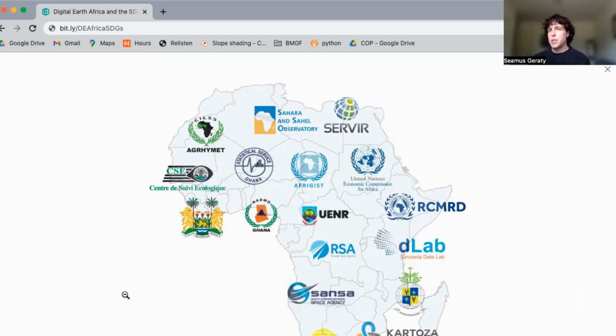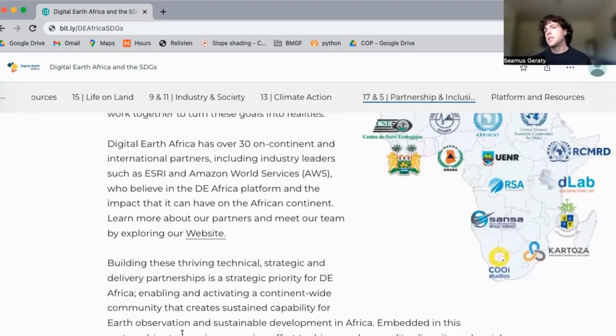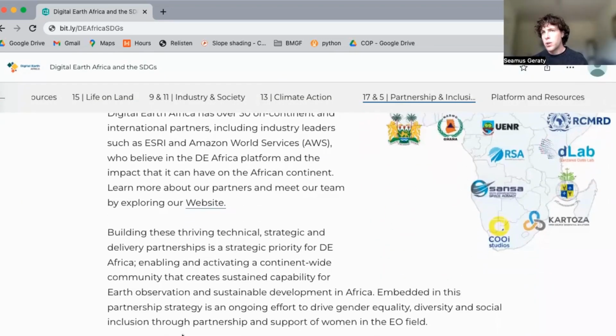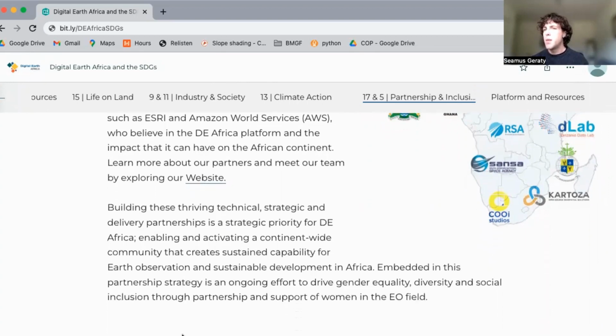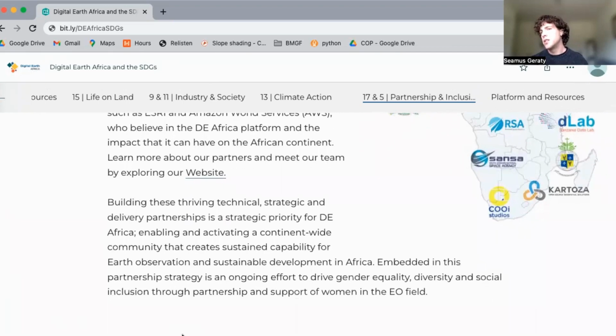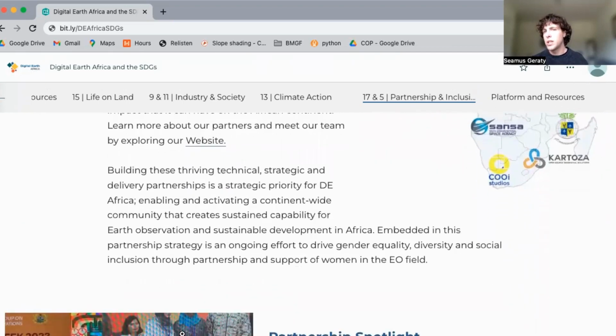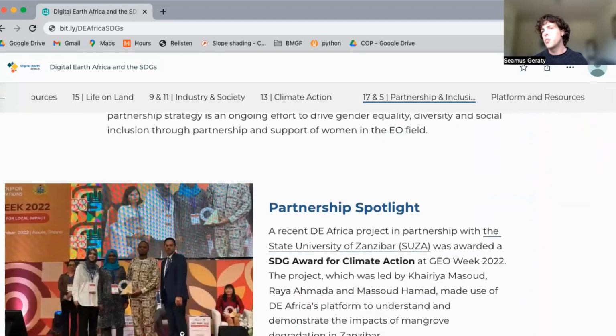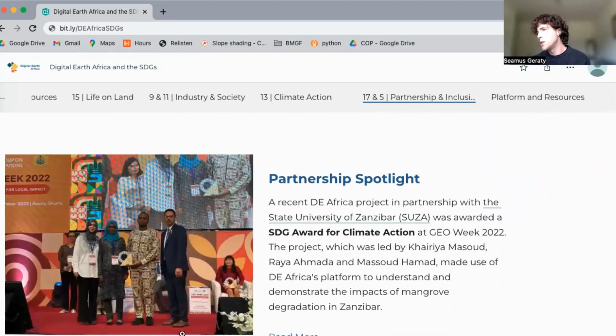These partners and organizations believe in the Digital Earth Africa platform and the impact that it can have on the African continent. Building these thriving technical, strategic, and delivery partnerships is a priority for Digital Earth Africa, enabling and activating a continent-wide community that creates sustained capability for Earth observation and sustainable development in Africa. Embedded in this partnership is an ongoing effort to drive gender equality, diversity, and social inclusion through partnership and support of women in the EO field.